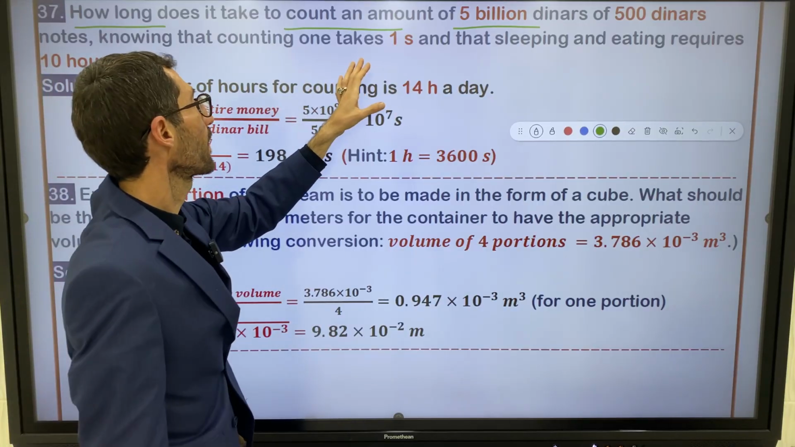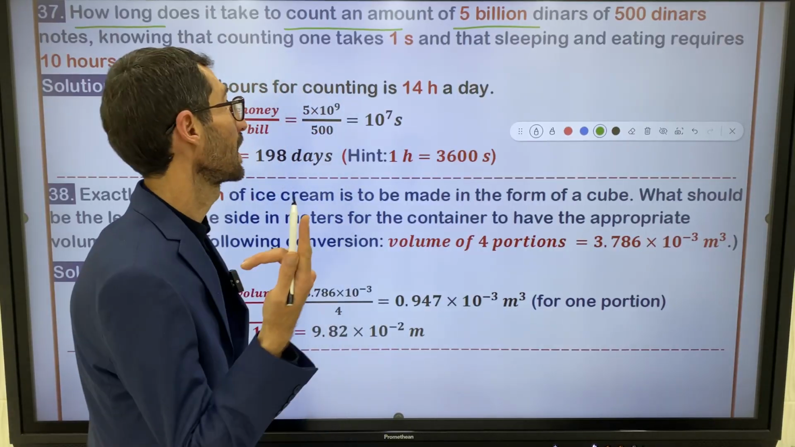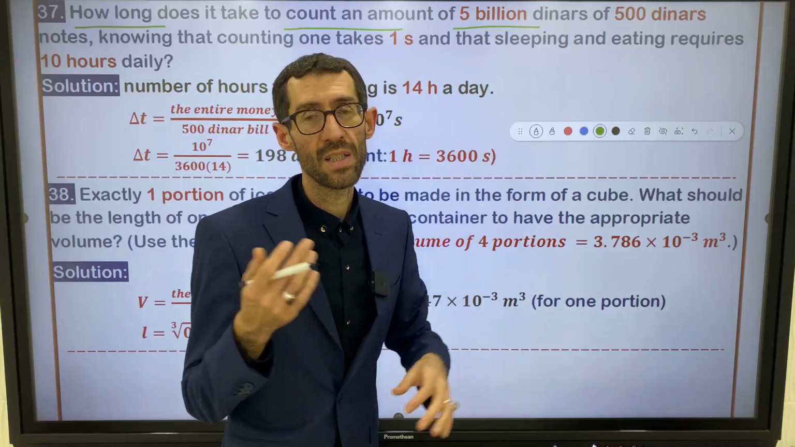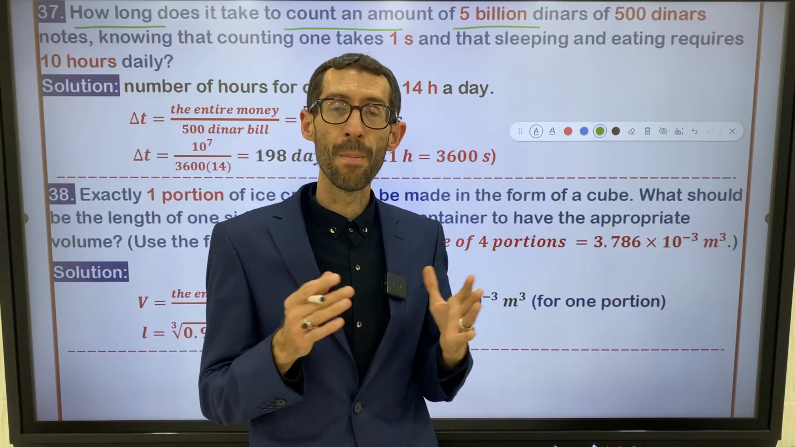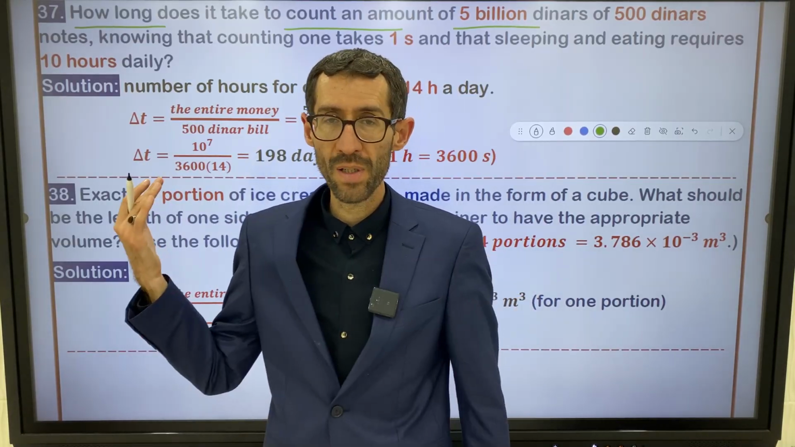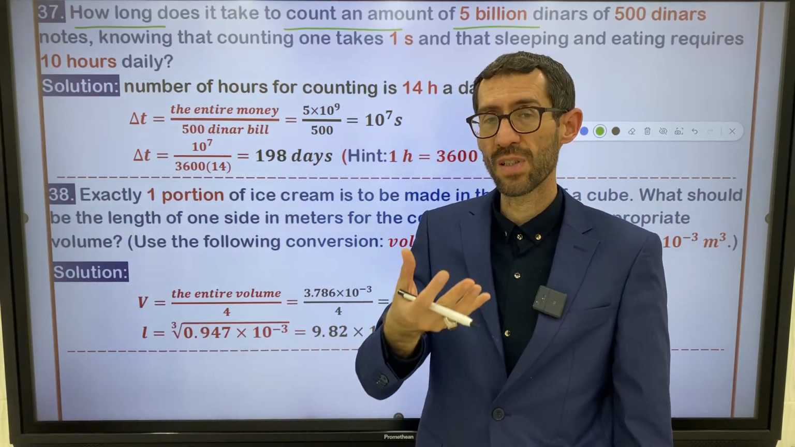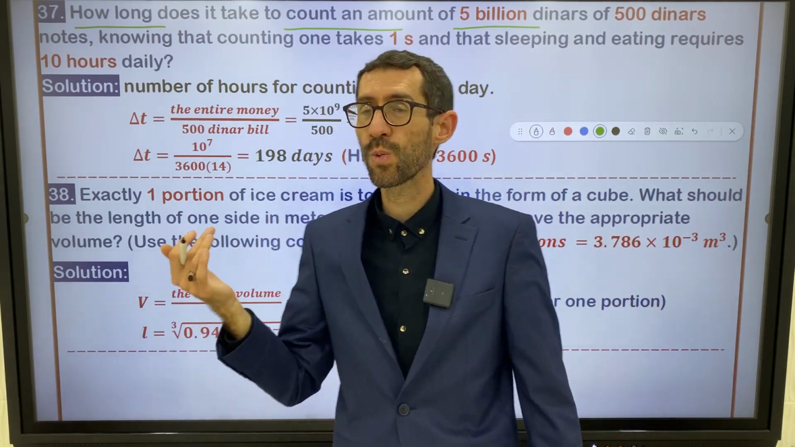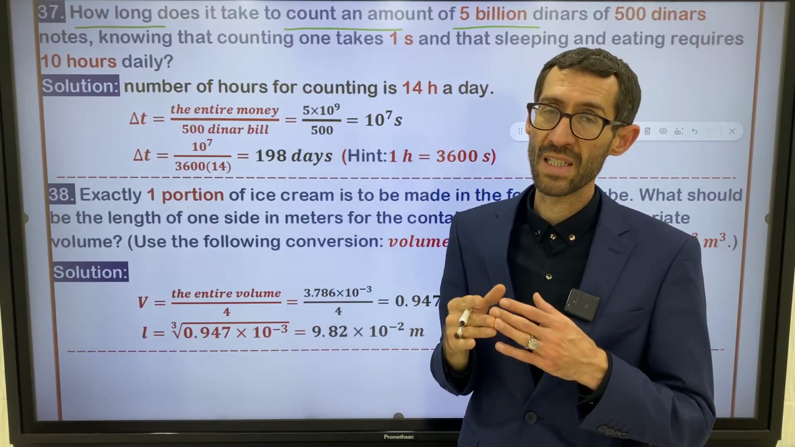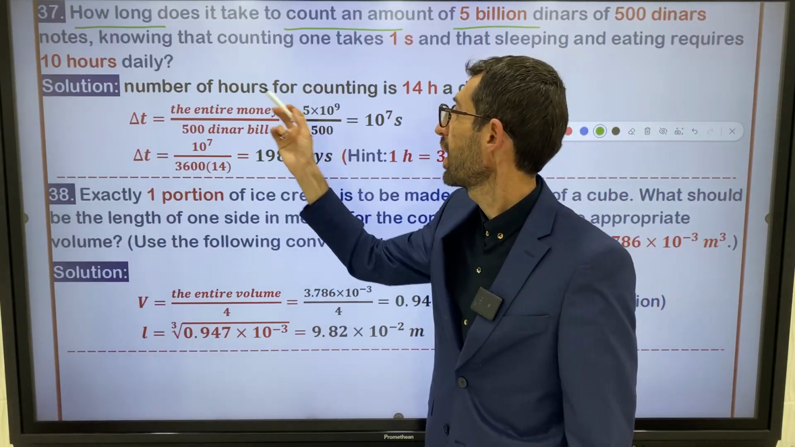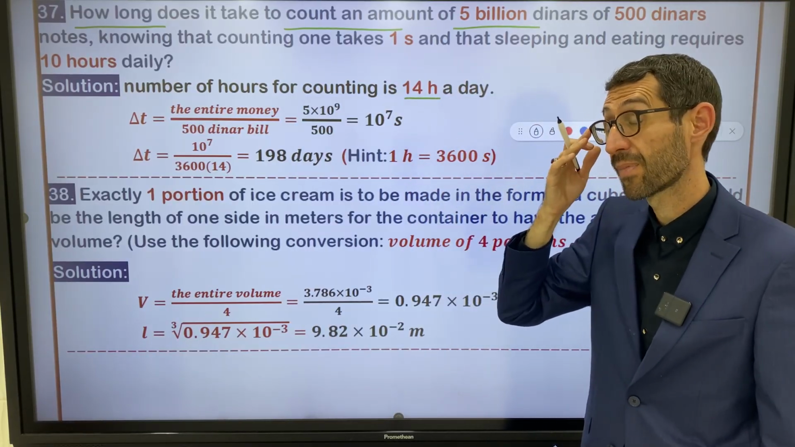Counting one note takes 1 second, right? And sleeping and eating requires 10 hours. So how many hours do we count the money, actually? You have to subtract the 10 hours required for sleeping and eating from the 24 hours. That's why you can count the money only 14 hours, right? The number of hours for counting is 14 hours a day.